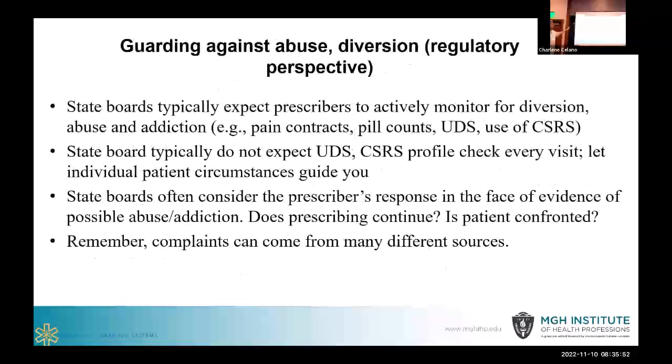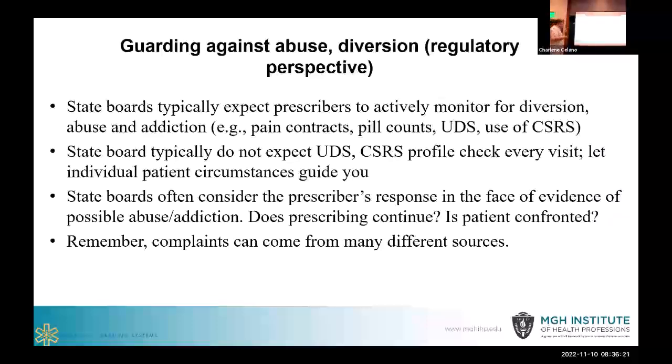State boards do expect us to help to avoid diversion. They expect us to be a part of that, kind of like when they legislate that we have to look at the prescription drug monitoring, but they're not going to expect us to do pill counts or have pain contracts or do urine drug screening or things like that. You can do it. I use a variety of those, but they don't expect that. They just want us to have a plan that we're doing our part to avoid diversion.